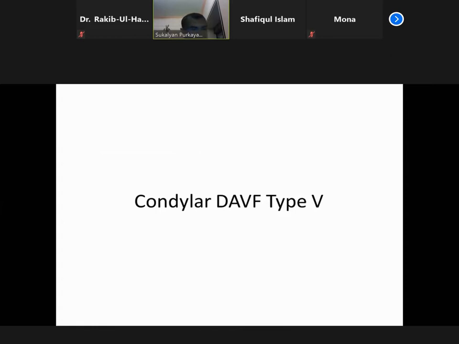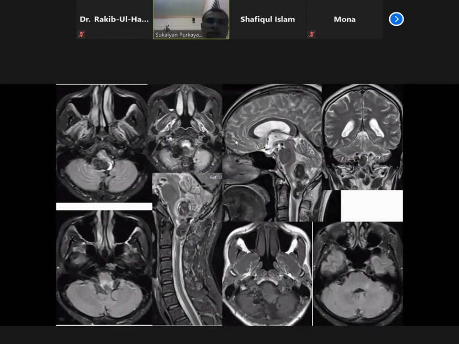Condylar DAVF. Condylar DAVF is again a very difficult area. So where exactly does it happen? It is in the condyles of the occipital bone, and usually they are type 4, type 5 DAVF. Now, this is one of the very young guys, the son of a doctor, and he had a gradual onset of difficulty in swallowing, difficulty in speaking, and difficulty walking. And this is the MR he came in with.